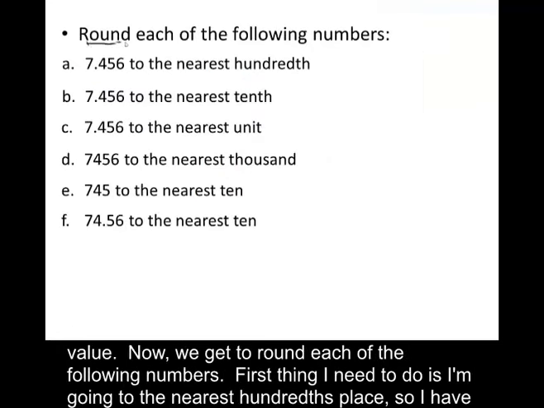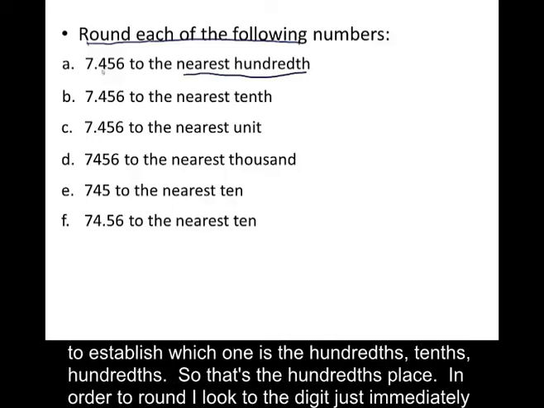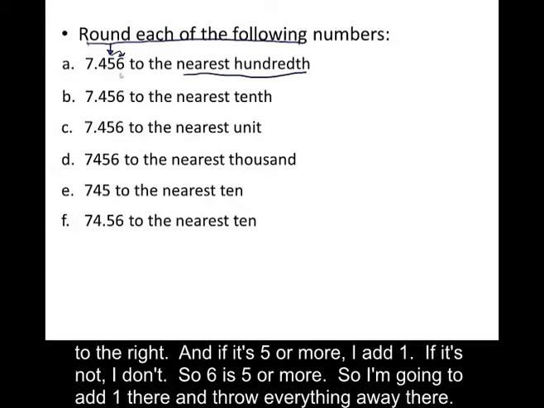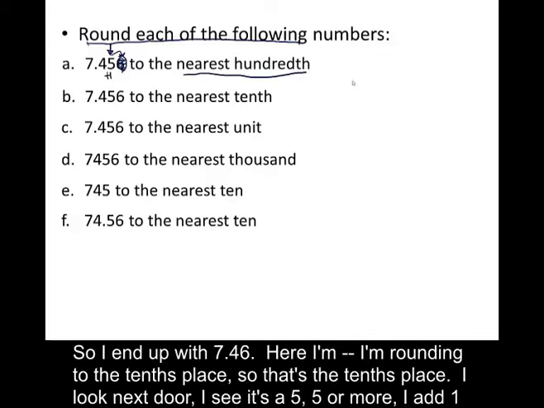Now we get to round each of the following numbers. The first thing I need to do is, since I'm going to the nearest hundredths place, establish which one is the tenths, hundredths. So that's the hundredths place. In order to round, I look to the digit just immediately to the right, and if it's 5 or more, I add 1. If it's not, I don't. So 6 is 5 or more, so I'm going to add 1 there and throw everything away there, so I end up with 7 and 46 hundredths.